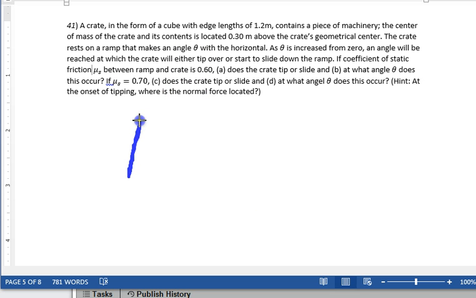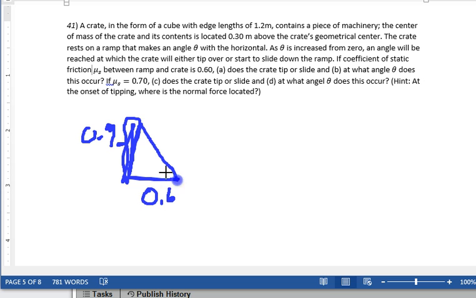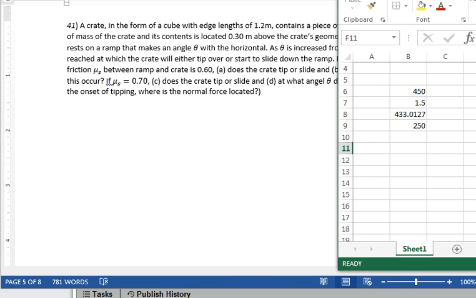One, the center of mass is up at 0.9 meters, right? And 0.6 meters horizontally over to there. So if you're going to construct a triangle here, that angle would be inverse tangent of 0.9 over 0.6. So let's get that real quick. All right, equals a tan of 0.9 divided by 0.6, and we're going to have to convert that to degrees. So 56.3 degrees.